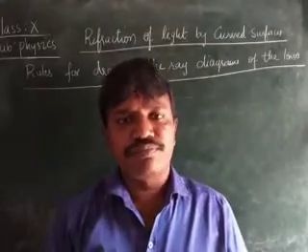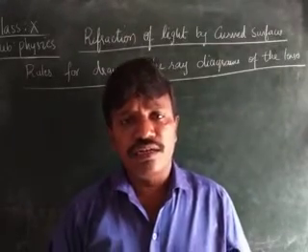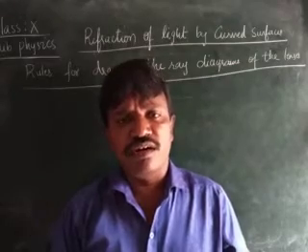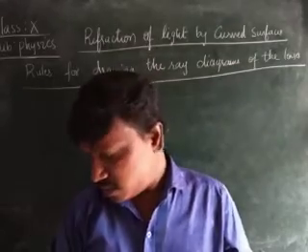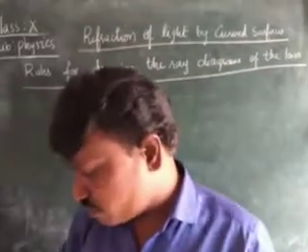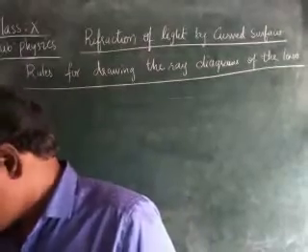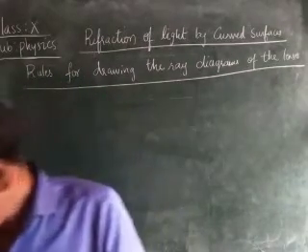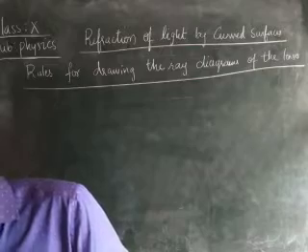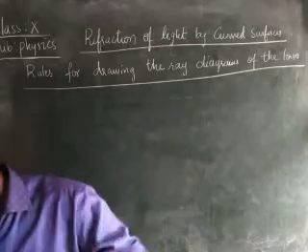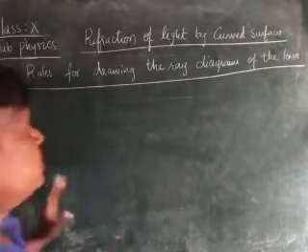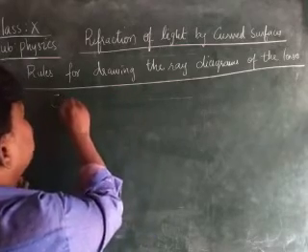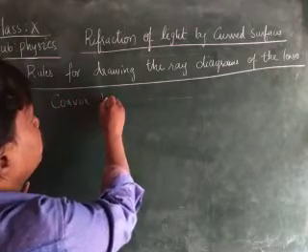Children, these are the 4 rules which we use for drawing the ray diagrams of the mirrors. Here, in the case of the lenses, children, we are having 5 rules. First we are learning about the convex lens.